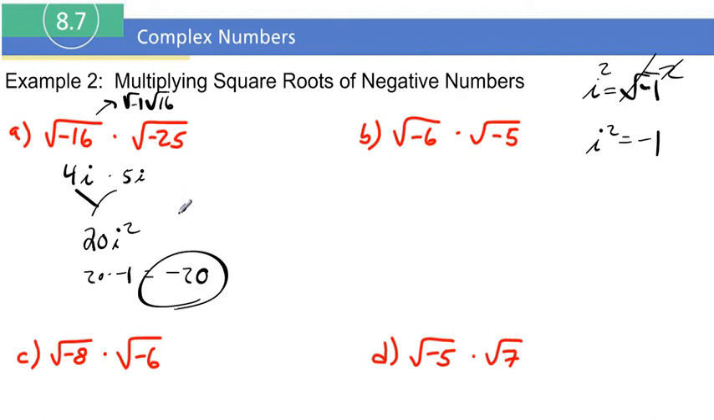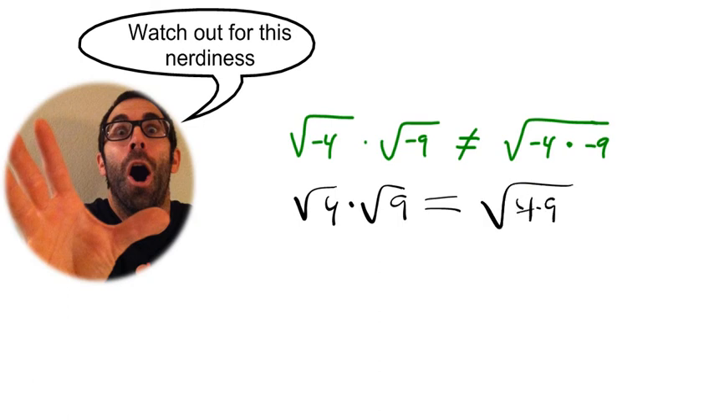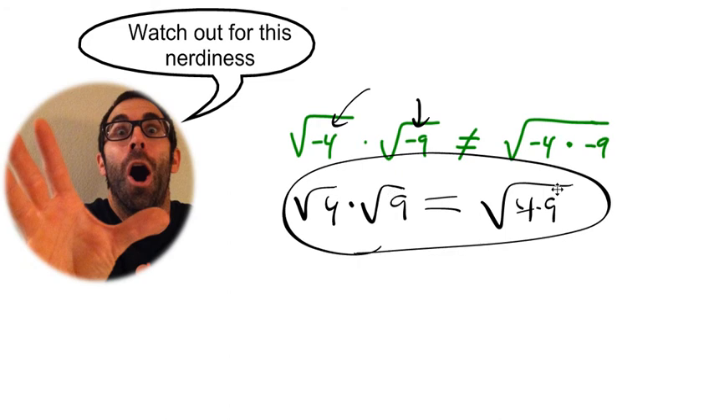Now, one thing I do want to mention real quick. Notice that I did not multiply negative 16 times negative 25. I want to simplify my negative radicals first. Watch out for this: the square root of negative 4 times the square root of negative 9 does not equal the square root of negative 4 times negative 9. Yes, it is true for positive radicals. If I said radical 4 times radical 9, that does equal the radical of 4 times 9. But it's not true when you have negatives inside of the radical. It's only true for non-negatives. When there are no negatives in the radical, then you can multiply them together, but you can't do the same thing when they are negative.